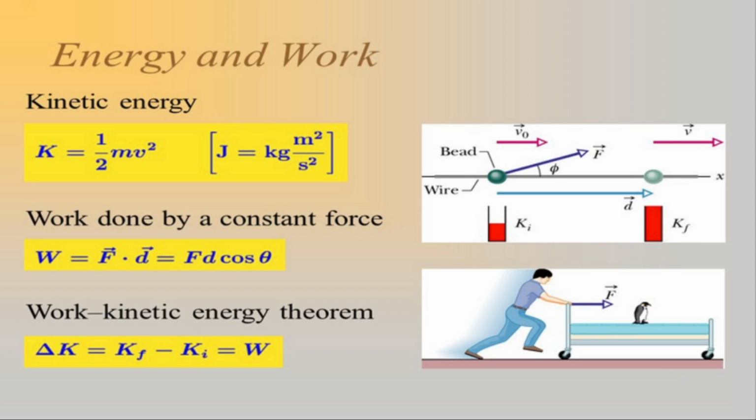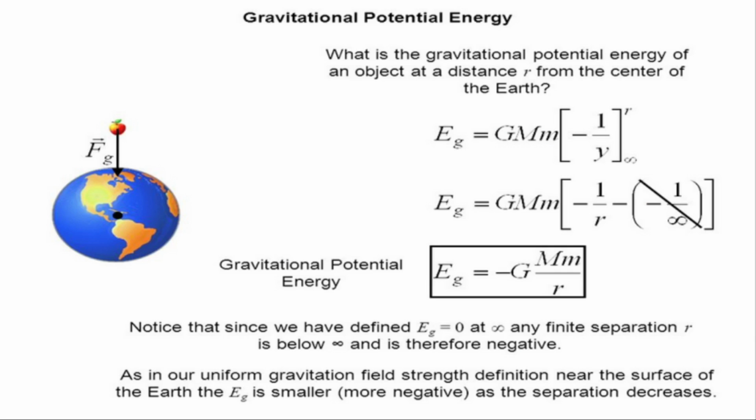For energy and work, kinetic energy has a formula of K is equal to half mv squared, whose unit is the joule, which is kg m squared over s squared. For work done by a constant force, we have work is equal to force times distance. Another way of saying it, if we have an angle, as you see here in the photo on the side, is force times distance times cosine theta. The final thing, which is the work kinetic energy theorem, is delta K is equal to K final minus K initial, which is another way of saying work.